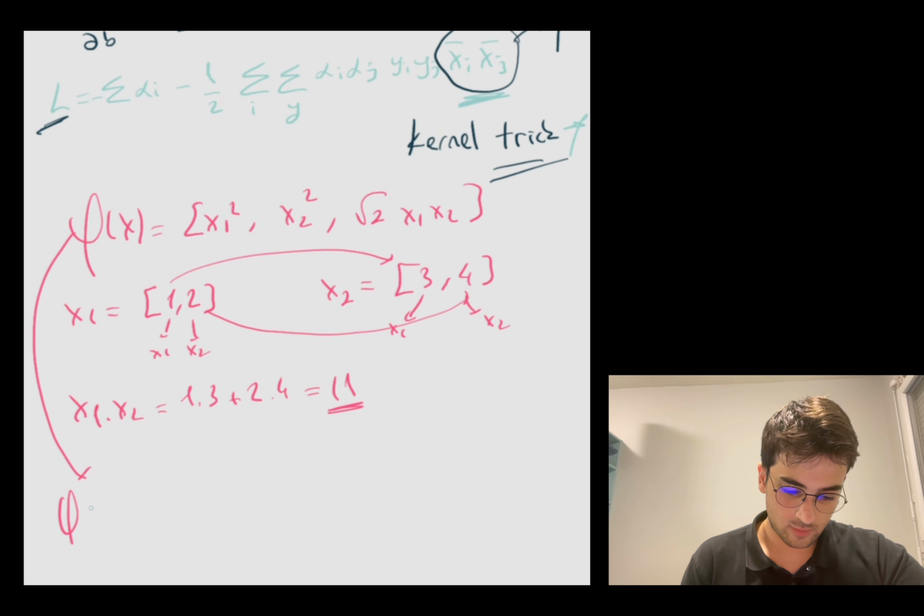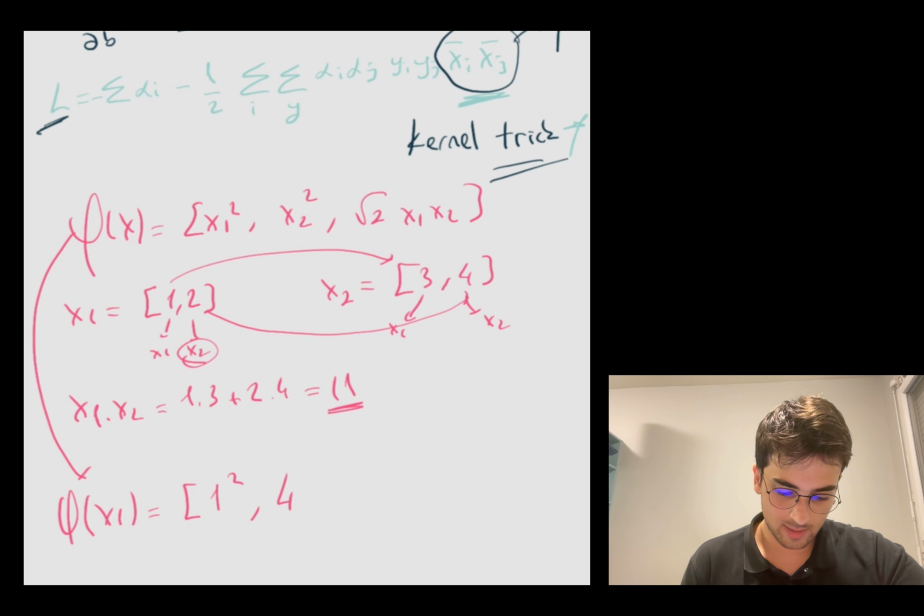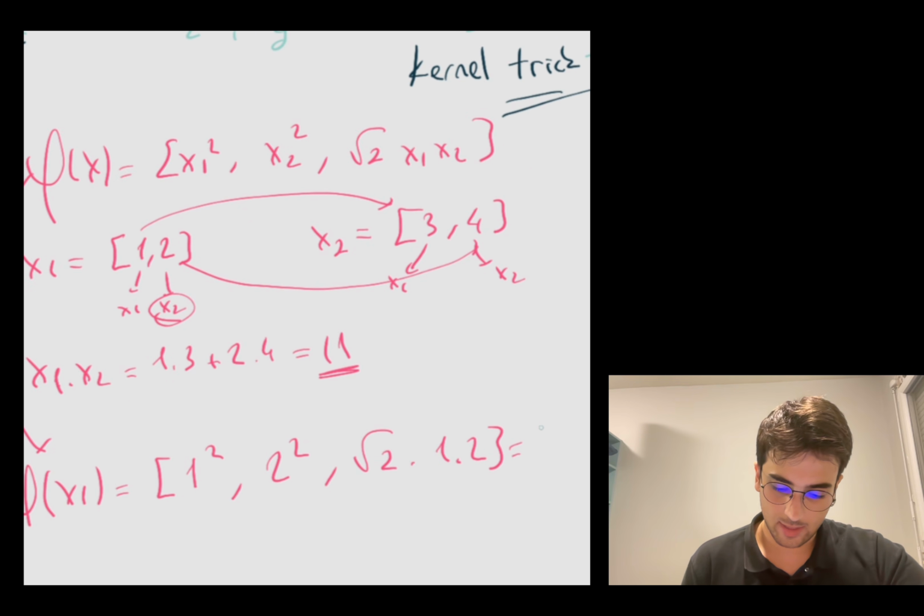So for phi of x1, it would be the square of 1, which is 1, then the square of 2, which is 4, and then the square root of 2 times 1 times 2. So basically it is 1, 4, and 2 square root of 2. Let's make it a bit smaller. 1, 4, and 2 square root of 2.